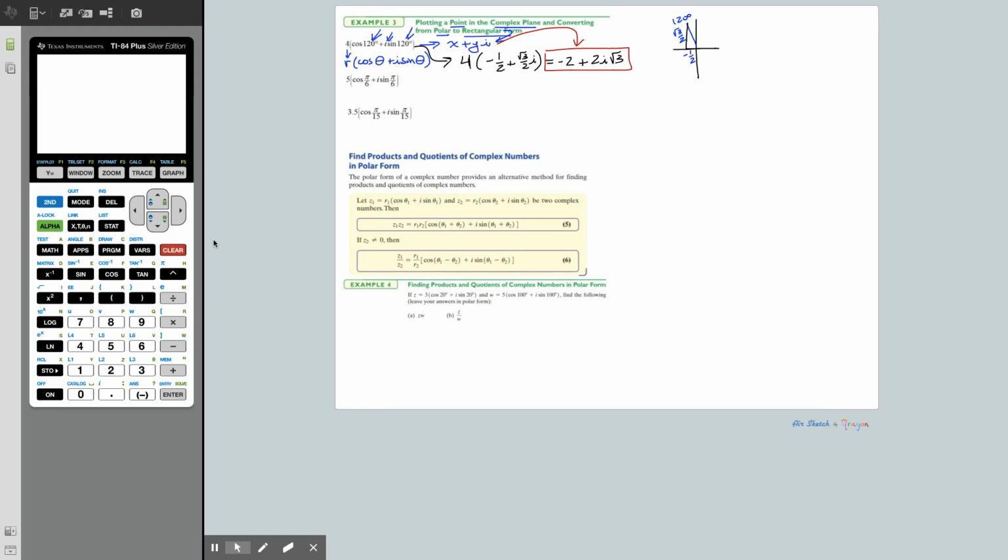So let me go ahead, I'll do a couple more of these so you can see the general idea. So for this one, we're going to do 5 times the cosine of pi over 6. And if you think about pi over 6 on a unit circle, if you were to draw a picture of that, pi over 6 would have a cosine that would be the square root of 3 over 2. Again, stop and draw a picture if you need to. And then plus i, and then the sine of pi over 6 is going to be 1/2.